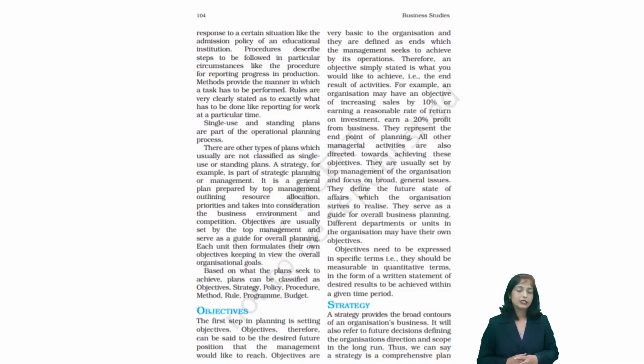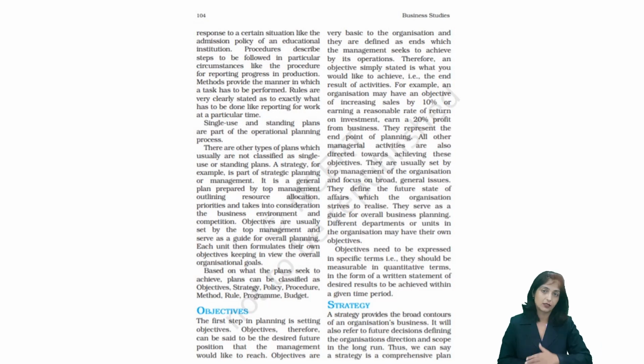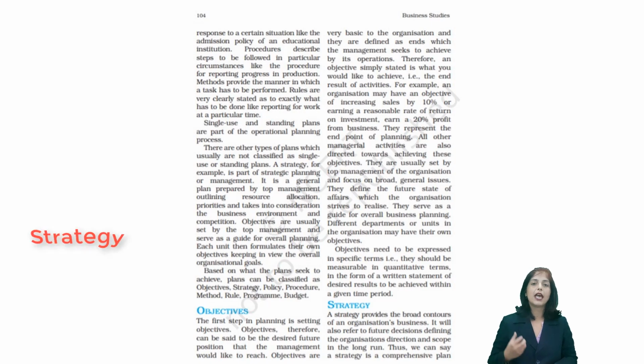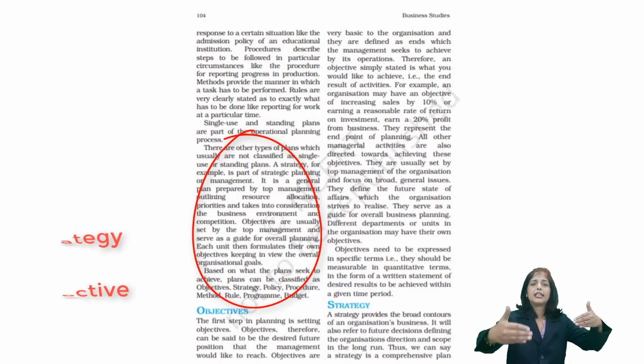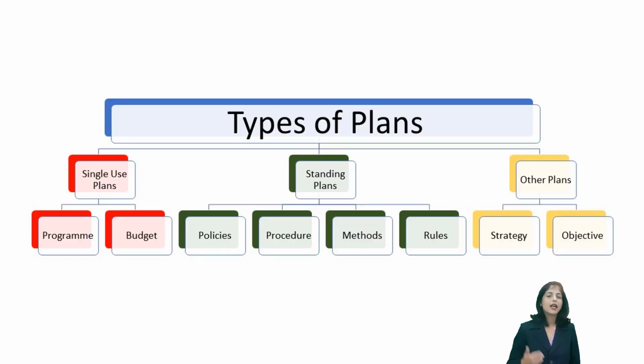If you look at the NCERT, you will find more than these six. There are two more types of plans discussed in it, that is strategy and objective. They do not come under any category of single use plan or standing plan, and this is the topic for which I'm making this video: single use, standing and other plans. The third classification is objective and strategy. So I hope now it is clear to you that types of plans you may classify as single use, standing and other plans. Keep this in mind.